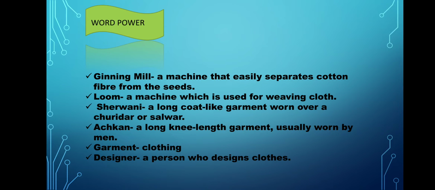What are the difficult words that we have come across in this chapter? Ginning mill, a machine that easily separates cotton fiber from the seeds. Loom, a machine which is used for weaving cloth. Sherwani, a long coat-like garment worn over a churidar or salwar. Achkan, a long knee-length garment usually worn by men. Garment, clothing. Designer, a person who designs clothes.